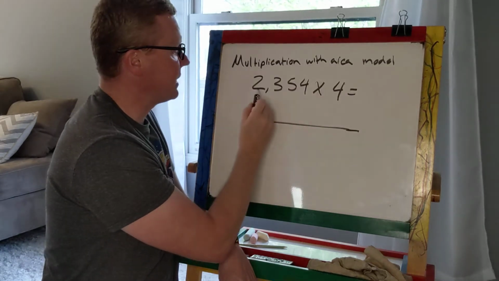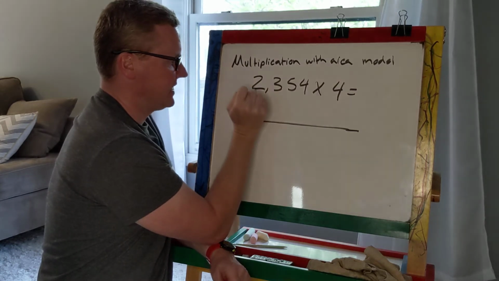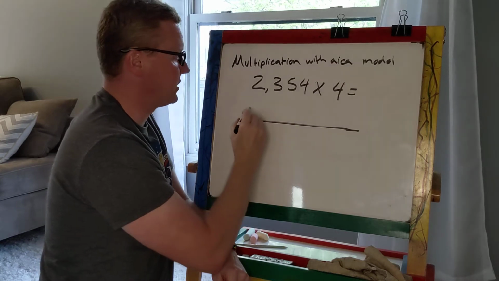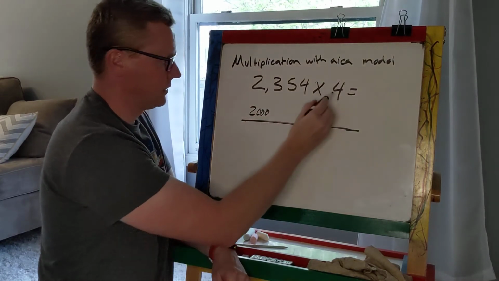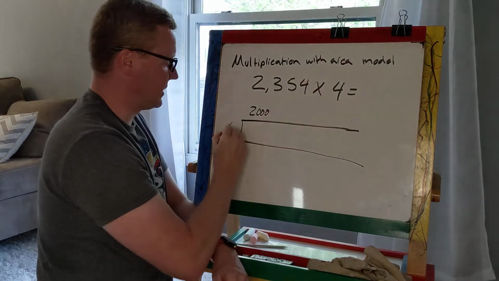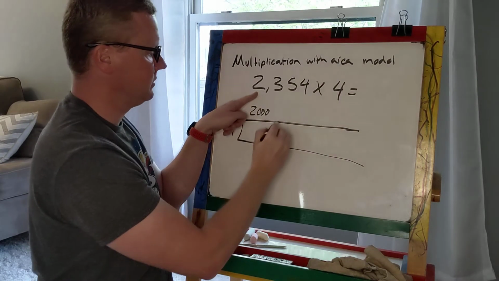So what is this number right here? Go ahead, shout it out. It's a 2. How much is it worth? 2,000. So my first number is going to be 2,000. We already know on the side, this one can be just 4. So we did 4 times 2,000.